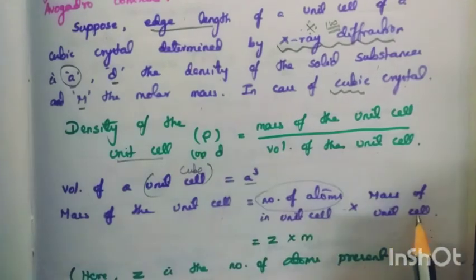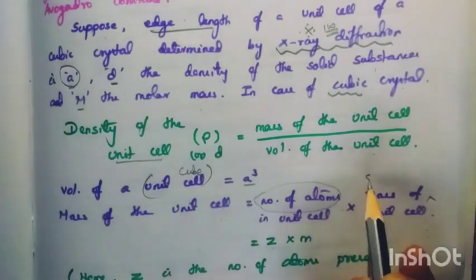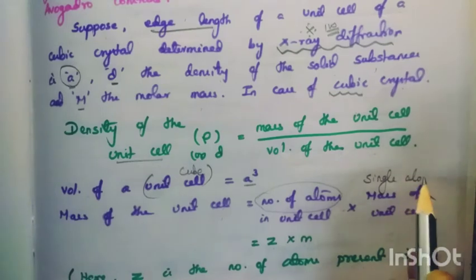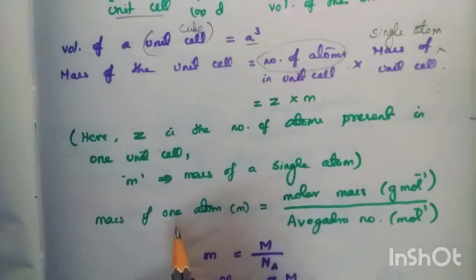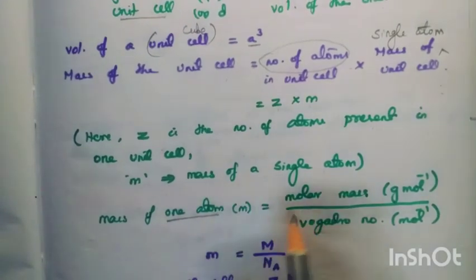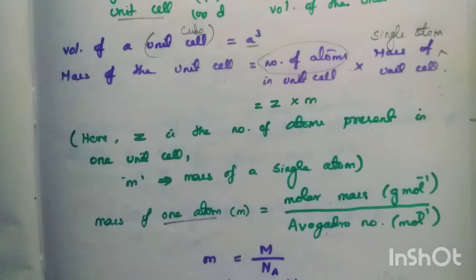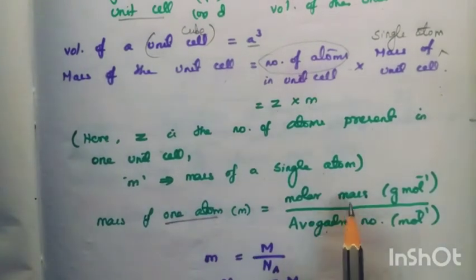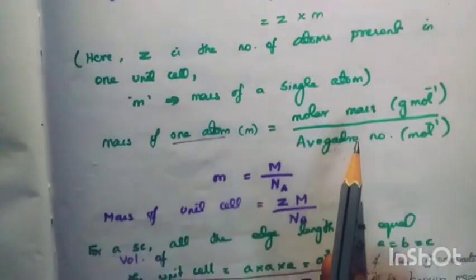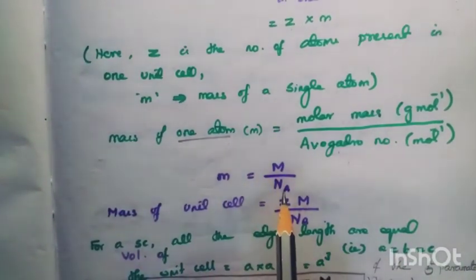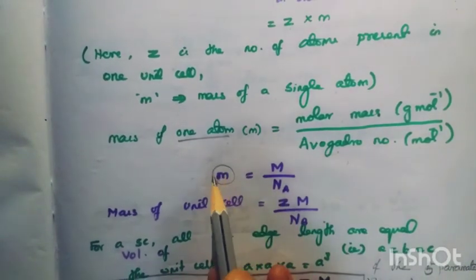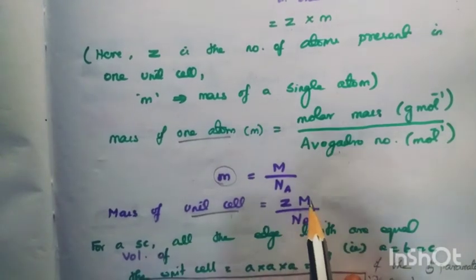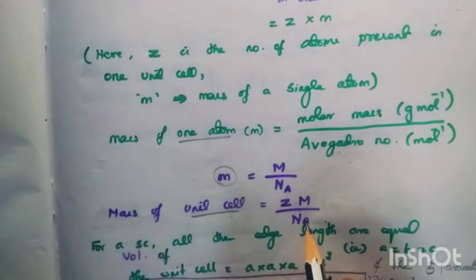This is the unit cell, and this is the mass of a single atom in the unit cell. The mass of a single atom is equal to molar mass by Avogadro number, which we studied in the first lesson itself. So mass of one atom, m, is equal to capital M by Na. So the mass of the unit cell is Z into M by Na.